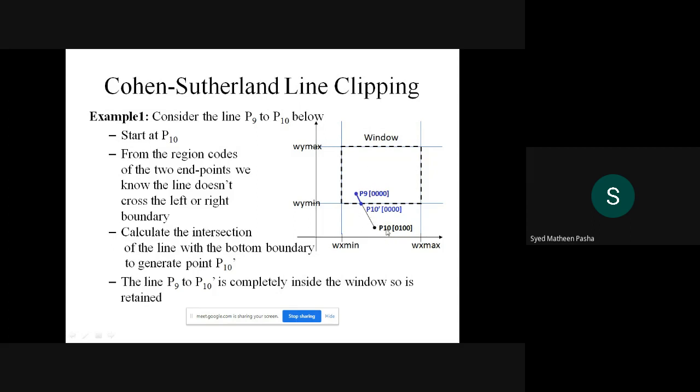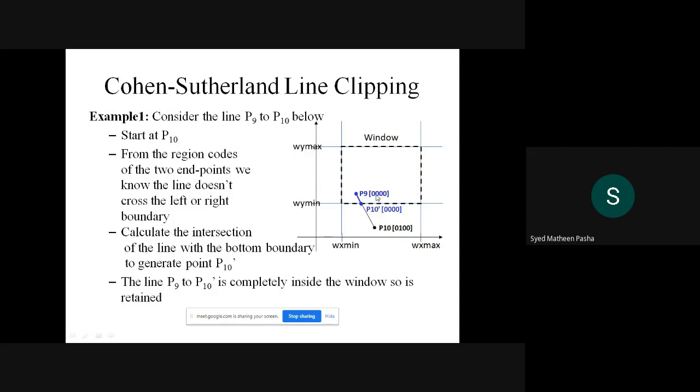Now I'll be knowing this point is not necessary. I should clip. It doesn't fall on the right side of that particular window or the left side or the upper side. It is lying below the region, that is the boundary of that particular window. Now we'll calculate the intersection of the line as well as the window, that is nothing but the boundary of the window which you want to display. Now the intersection point is this. I will name it P10 dash, that is nothing but the intersection point.